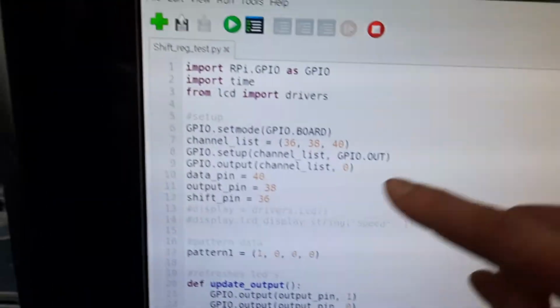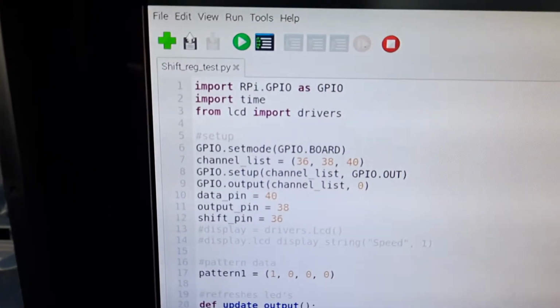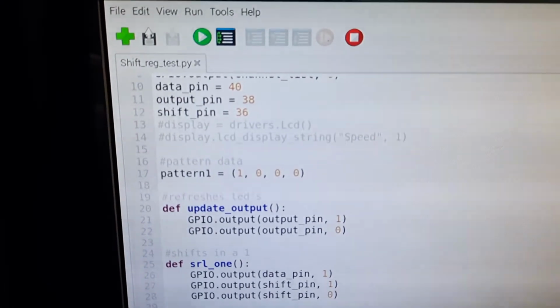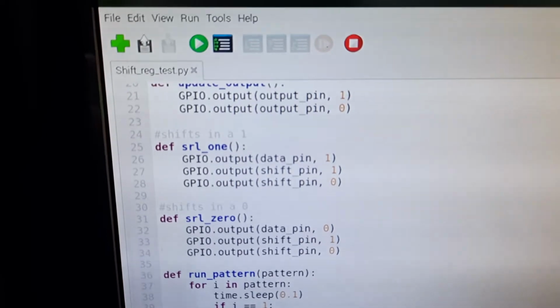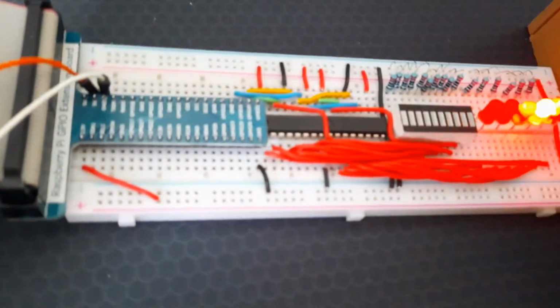So I defined the data, the output, and the shift pins here, and I set them all to output. Pattern 1 was just something I tested out, but I went ahead and wrote 4 different functions. The 4th one was for running that first pattern, but we're not using that anymore. The update output simply sends whatever information is in the shift registers to the LEDs.